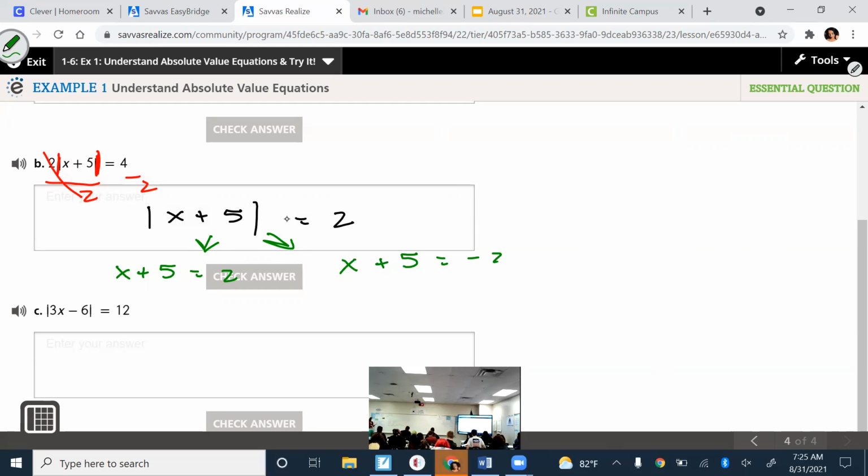Good. All right, and then solve them separately. What do I have to do to both sides to get the x by itself? Subtract 5 on each side. So on the left, what's my x value? 2 minus 5 is good, so that's one of my answers. Over here, subtract 5 again from each side.